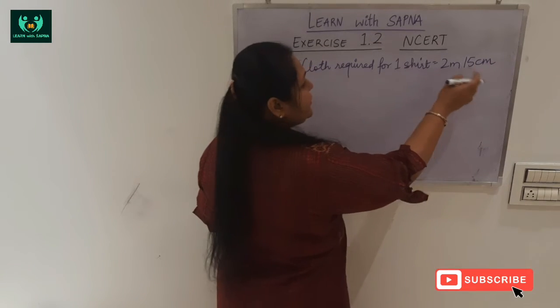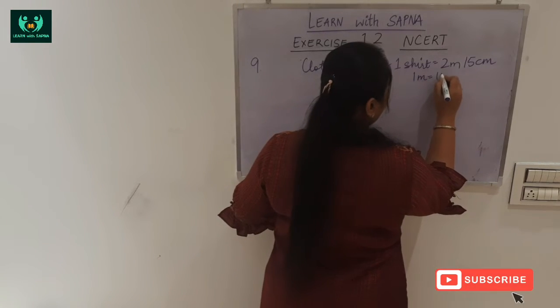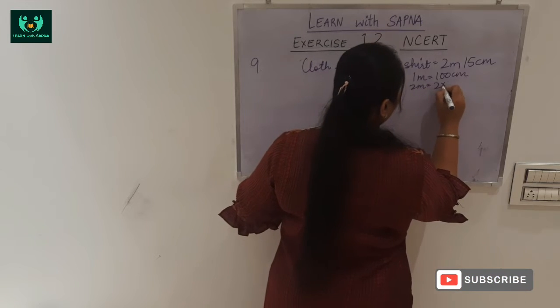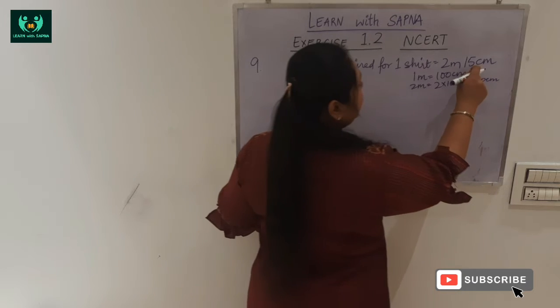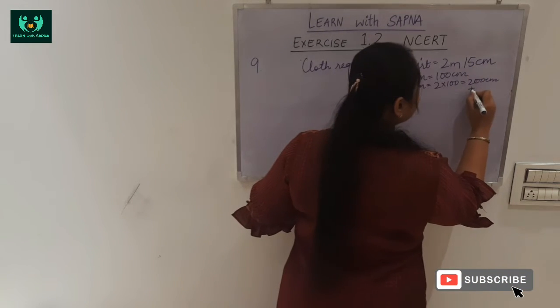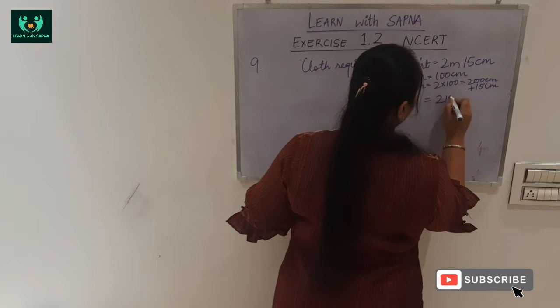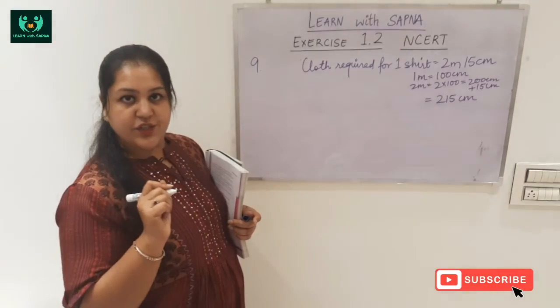Since it is 2 notations, let's convert it into 1. We know 1 meter is equal to 100 centimeter. So 2 meters will be what? 2 into 100 which is 200 centimeter. And 15 centimeter also we have, so plus 15 centimeter. So this becomes 215 centimeter is cloth required for one shirt.